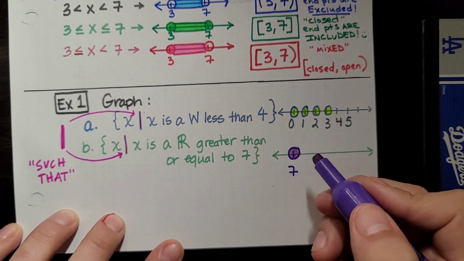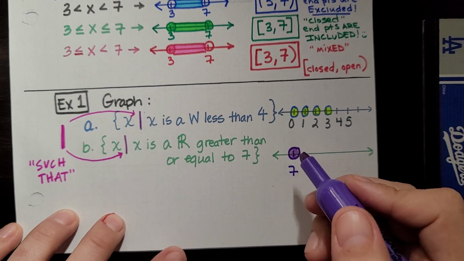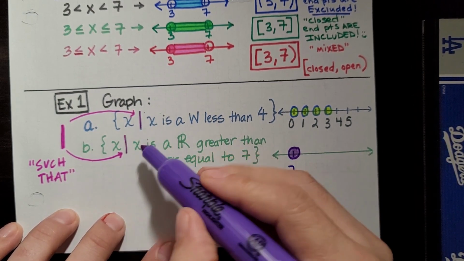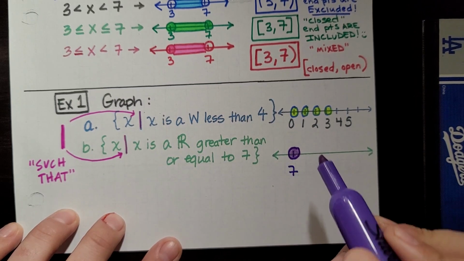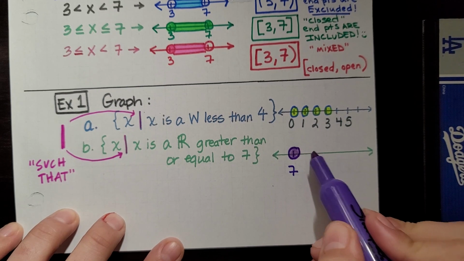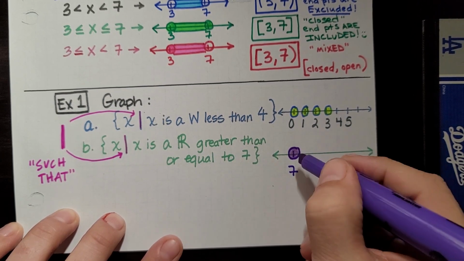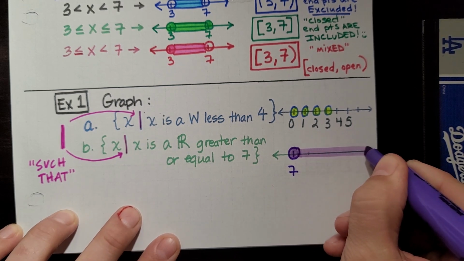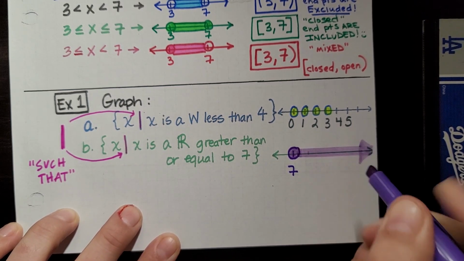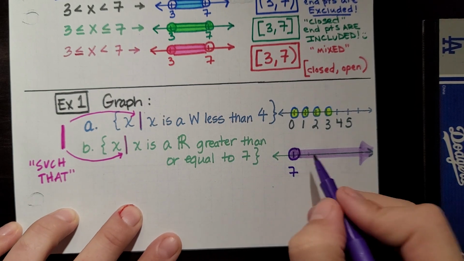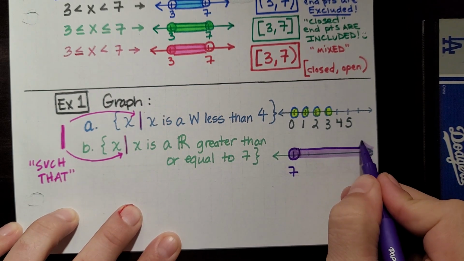Well, here's where I don't want kids to just say greater goes to the right, because it matters the order I wrote that in. You need to pick a test point. Pick a number over here. 8. Is 8 greater than or equal to 7? It is. So I'm going to shade in that direction. And we are done with our first example. Flip the page.